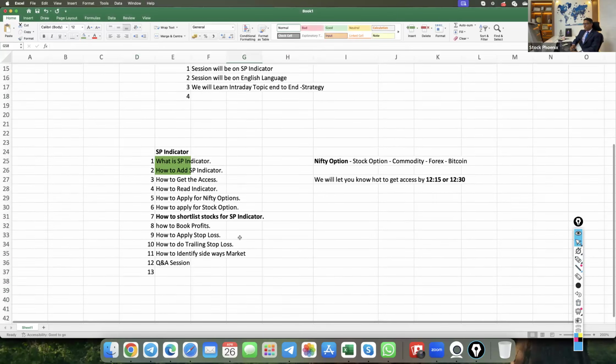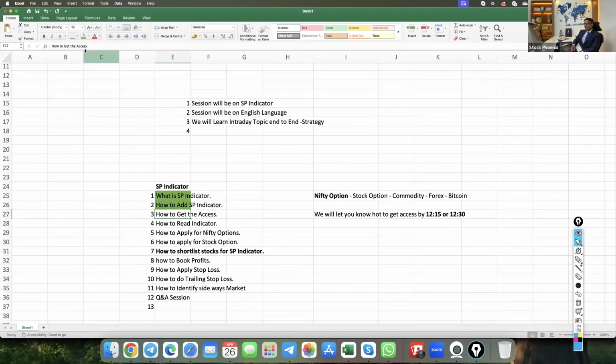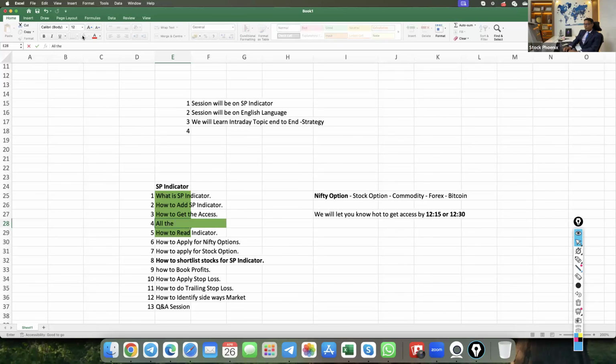So in this, we have completed how to get the access, how to read the indicator, and before that, we also learned the jargons. Everything has been done, so 5 points have been completed. Now we're going to read the next, 6th point: how to apply for index options.